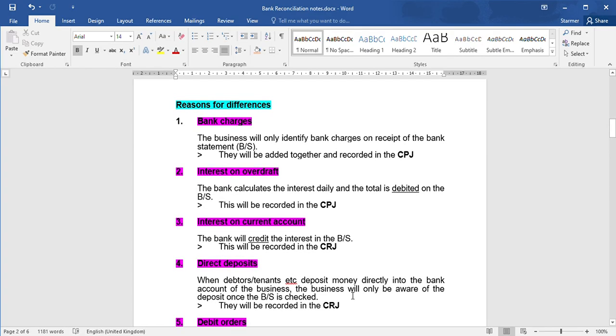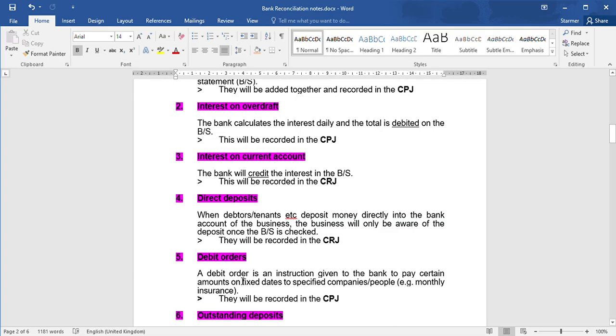Right, direct deposits. It can happen that people deposit money directly into the bank account of the business. They can use EFTs or cash or whatever the case may be. We will only become aware of that deposit once we get the bank statement. Now, because people are depositing money into our bank account, that means we are receiving money, so that will get recorded in your cash receipts journal.